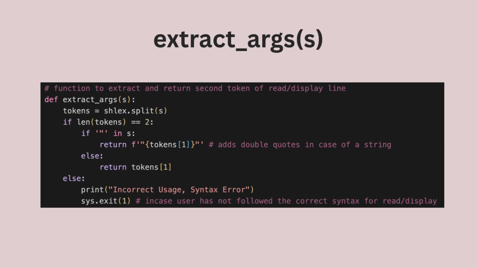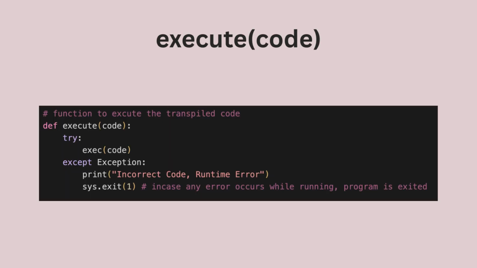The extract args function is called by the transpile function, and this function basically returns the second token for any read or display line. Once all the transpiled code has been put together, the execute function goes ahead and executes it and catches any runtime error that might occur.